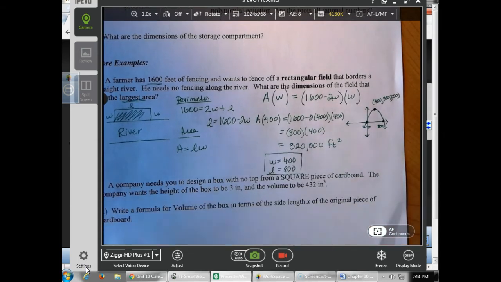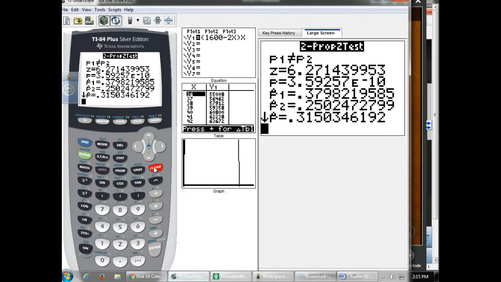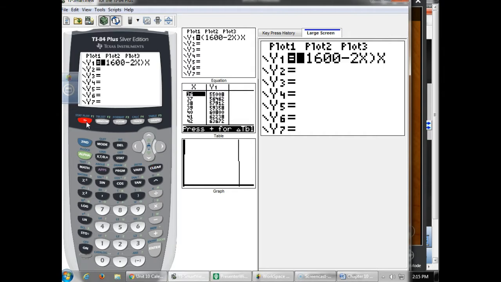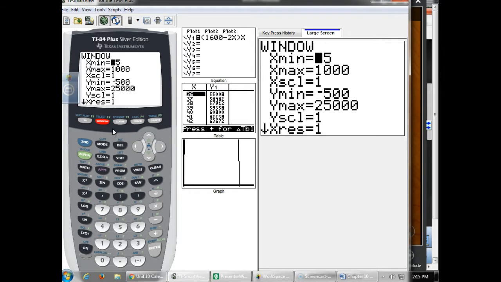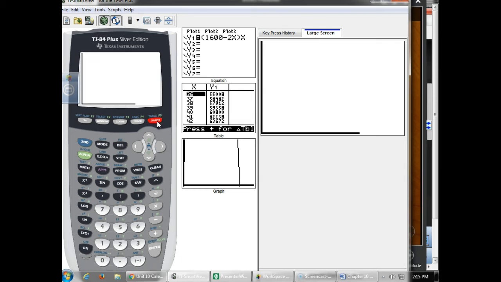Okay, so on the graphing calculator, I'll just show you what that would look like. I already have it in here. So let me set my window. I need to make this go a little bit bigger. So I need to go, let's say, 330,000 should work. Okay, so there we go. We'll graph that and see what it looks like.